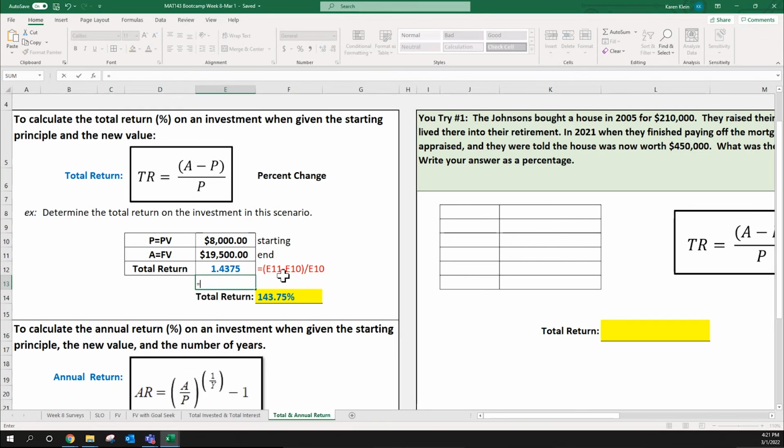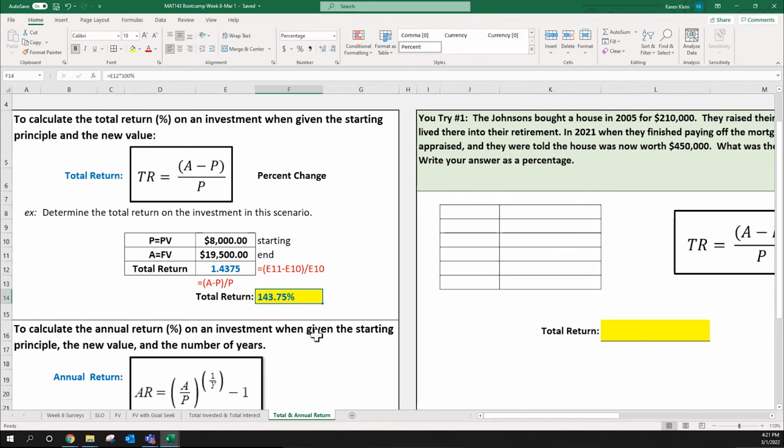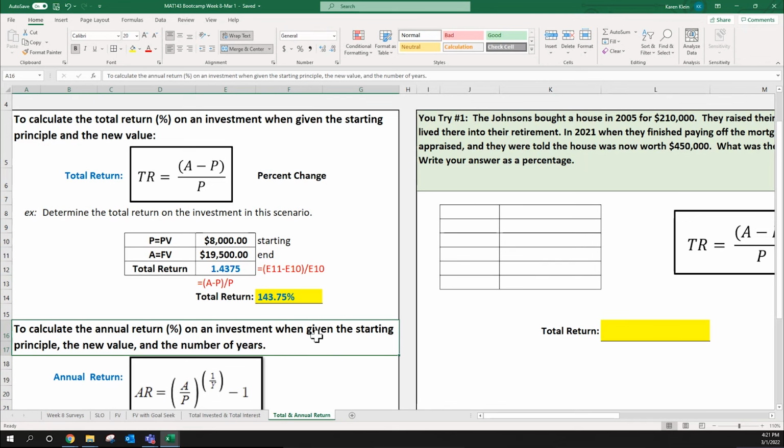So it's kind of like this. We're going to take the A value, subtract off the P value, and divide by the P. That's what we're doing. But we have to turn that into a percent, so we multiply it by 100, and that turns into 143.75%.